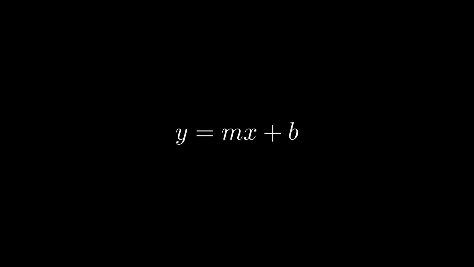A linear equation is an equation that graphs as a straight line. It has two forms: the slope-intercept form and standard form. This is the slope-intercept form, y equals mx plus b, where m is the slope and b is the y-intercept. Understanding this equation is the key to solving many algebra problems in the future.